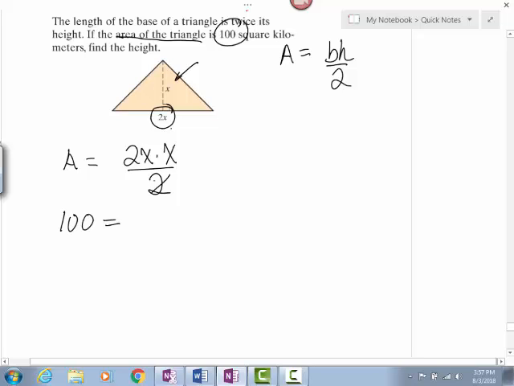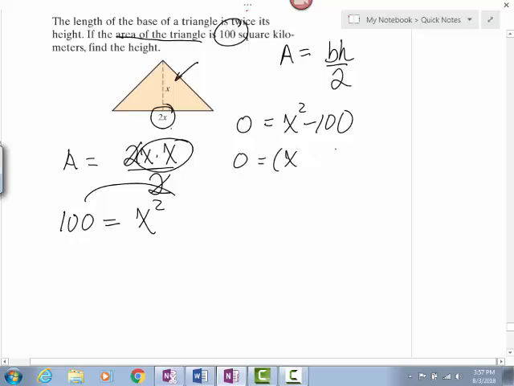I want you to notice that this 2 and that 2 will cancel out, and x times x is just going to give us x squared. All right, now I just need to solve this problem. So I'm going to move my 100 over there. That's going to give me an x squared and a negative 100, because we cross the equal sign.